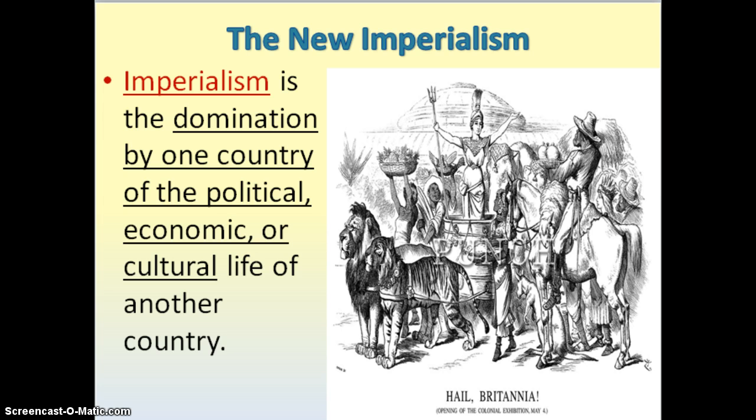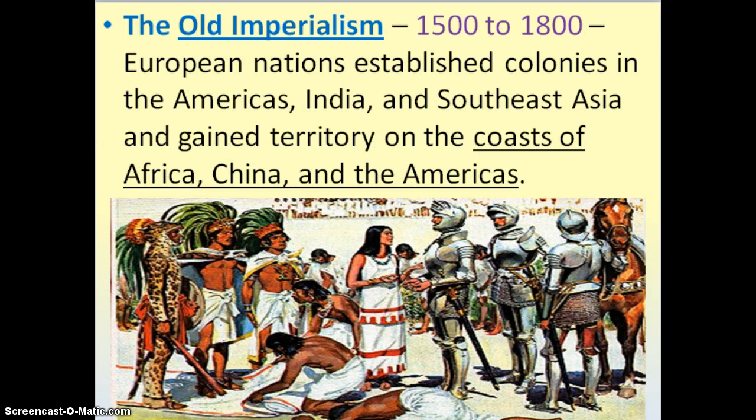Imperialism is the domination of one country over the political, economic, or cultural life of another. Basically, the mama country, in this case mostly European, Britain, France, dominating the weaker baby country, such as China, India, or areas of Africa. Old imperialism, from the 1500s to the 1800s, is when the European nations established colonies in the Americas, India, and Southeast Asia. They gained territory in some areas of Africa, China, and North and South America.